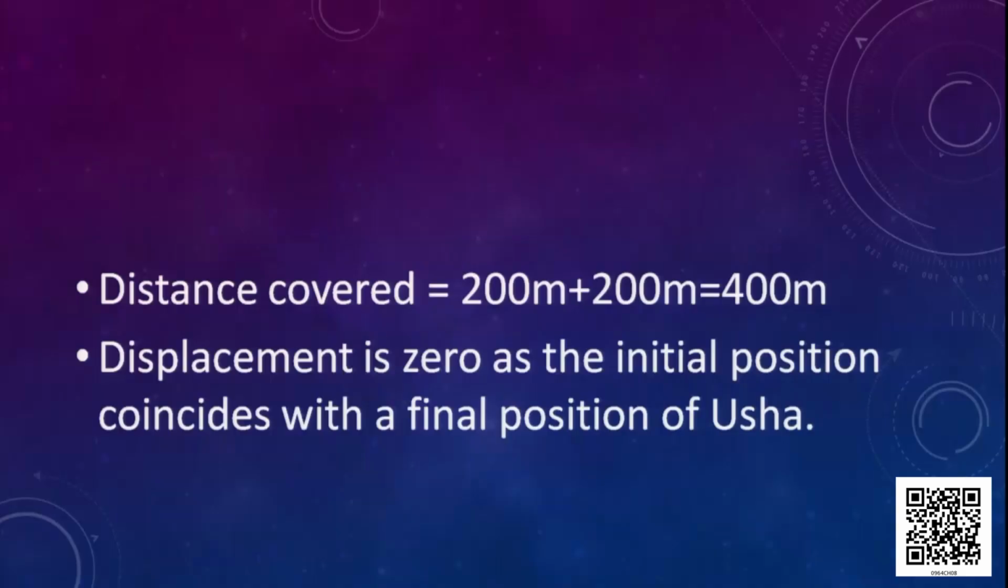So what will be the distance covered by Usha? Since it is 2 rounds, one round means the circumference of that circular track, equal to 200 meter. Twice she has completed, so 2 rounds means 200 meter plus 200 meter equal to 400 meter. Distance covered by Usha equal to 400 meter. But what is the displacement? Again, the initial position of Usha coincides with the final position because it's a circular track. The point where she started, at the same point she has reached. That's why the displacement of Usha is 0, because the initial position coincides with the final position.